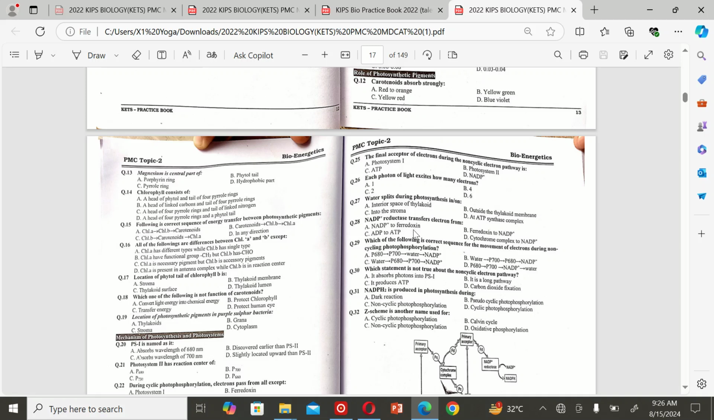The next MCQ is: NADP plus reductase transfers electrons from A. NADP plus to pyridine, B. Pyridine to NAD plus, C. ADP to ATP, and D. Cytochrome complex to NADP plus. So the correct option is B.